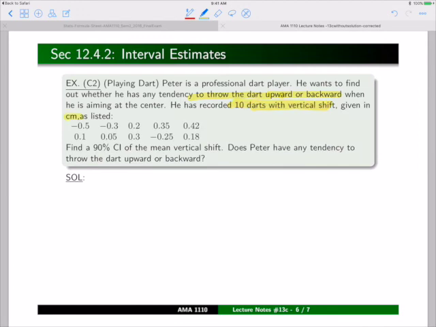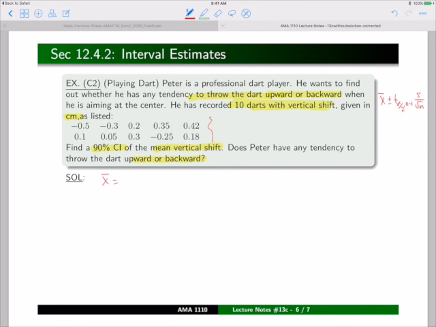So these are all his measurements of his vertical shifts in his dart throws. Find a 90% confidence interval for the mean vertical shift. This will tell us if Peter has a tendency to throw either up or down. So let's again use our formula. The formula is mean plus or minus t alpha over 2, n minus 1, times sample standard deviation divided by square root n. So here we just add up all our measurements.